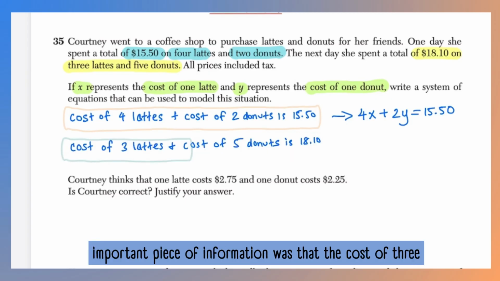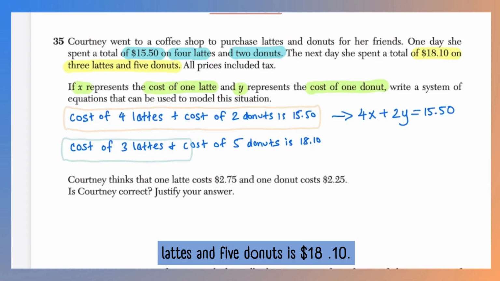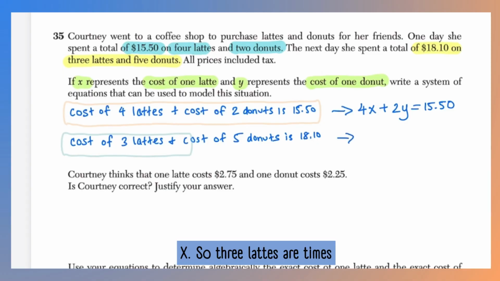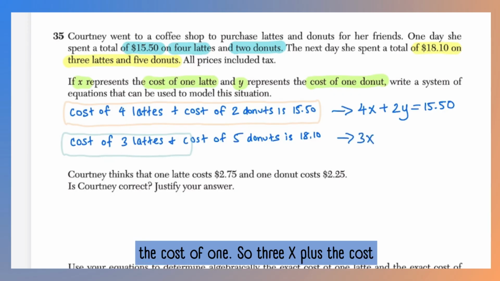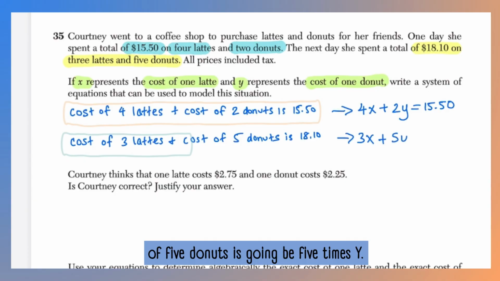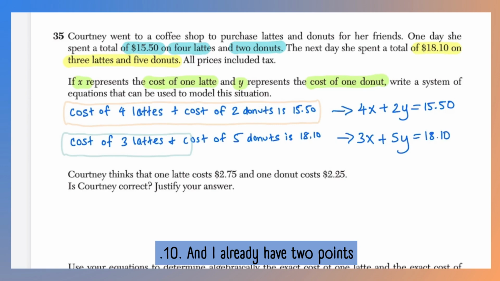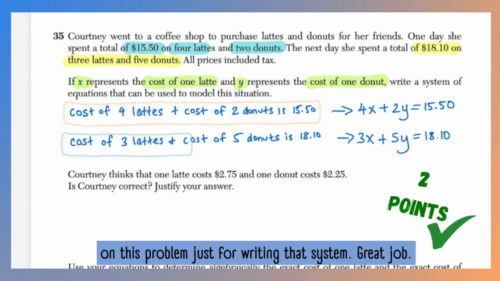Second important piece of information was that the cost of 3 lattes and 5 donuts is $18.10. So again, the cost of 1 latte is represented by X, so 3 lattes are 3 times the cost of 1, so 3X. Plus the cost of 5 donuts is going to be 5 times Y, and all together her bill that day was $18.10. And I already have 2 points on this problem just for writing that system.